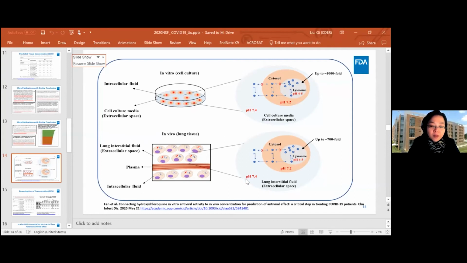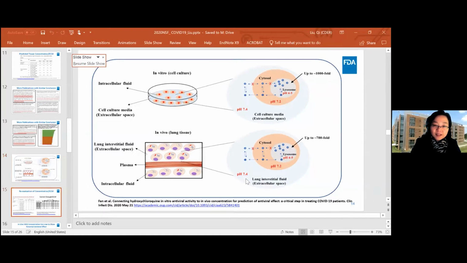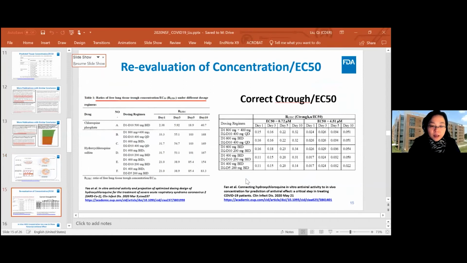Therefore, the correct in vivo concentration that should be compared to the in vitro EC50 is the free lung extracellular concentration or the free plasma concentration, not the much higher tissue concentration that is mainly driven by the intracellular concentration. If we use the correct in vivo concentration to recalculate this ratio, all the numbers were approximately 400-fold lower. If we use the EC50 estimates from the Liu paper, the ratio will be even lower, suggesting the in vivo relevant concentration is too low to have an antiviral effect.